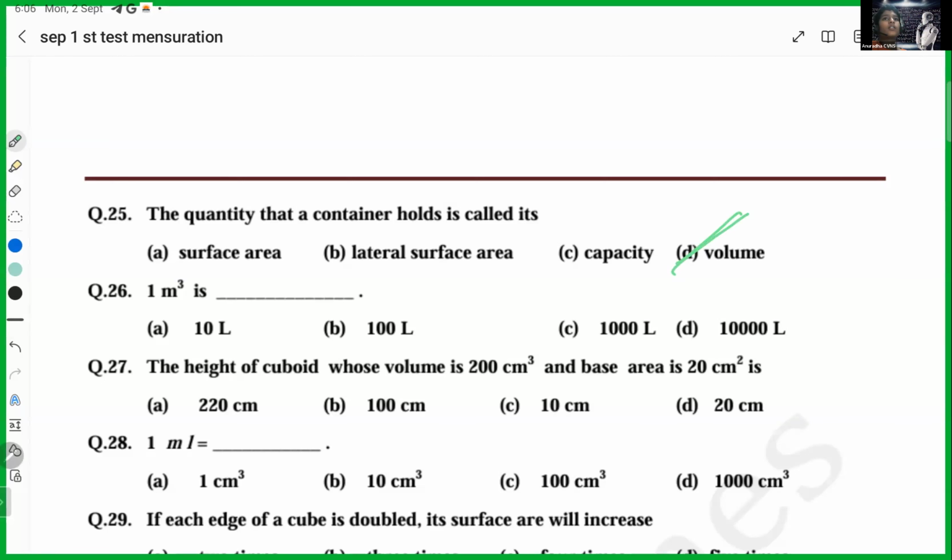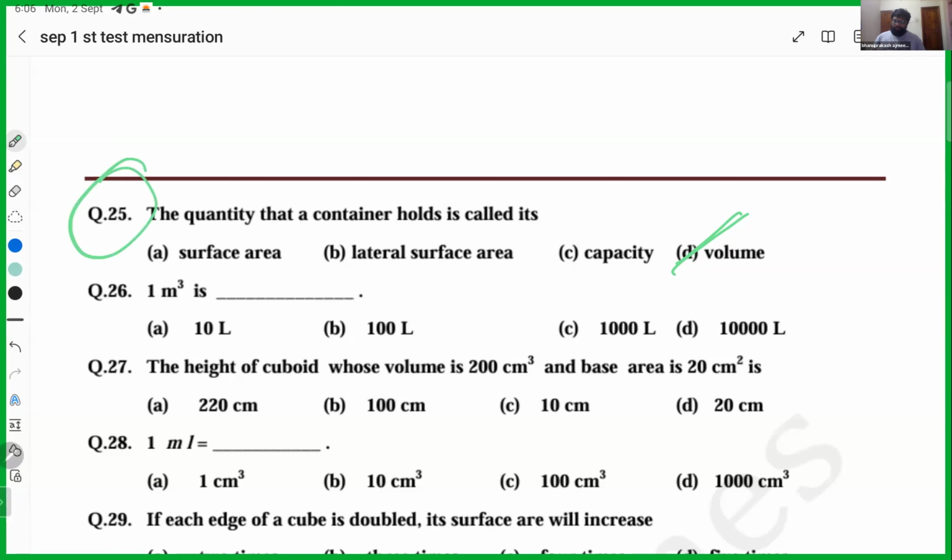Sir, I corrected my mistake, but I marked volume and then went to the test, and it's showing capacity. So I recorrected it and told you, sir, but I marked volume only. Here it is showing capacity. Yes, sir. Okay, this will also be checked.